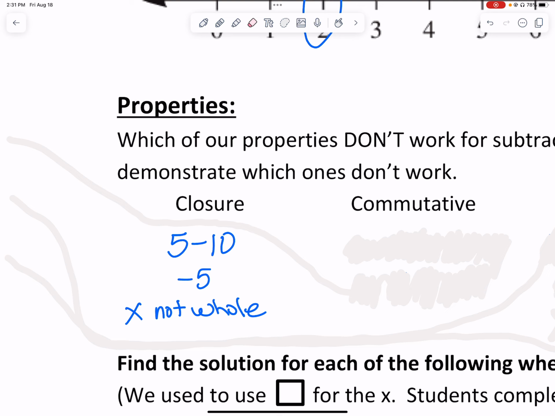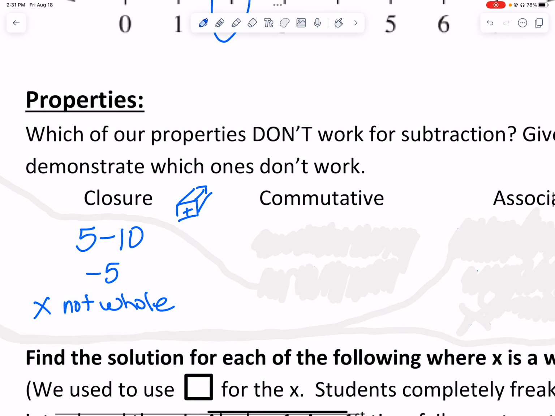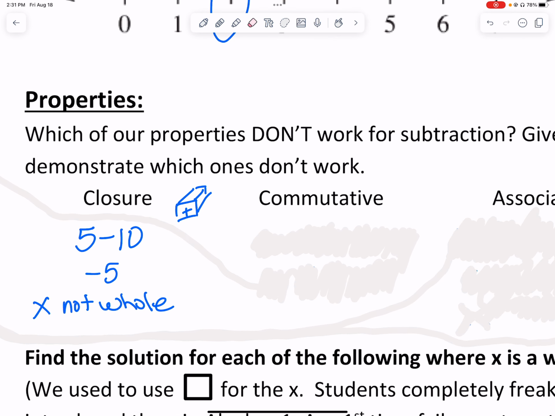Well, -5 is not a whole number. So if we had our little box and the only thing we had in our box were positive numbers, then when we subtract two positive numbers, notice that 10 is bigger than 5. So that is why it's not a whole number. So closure doesn't work.